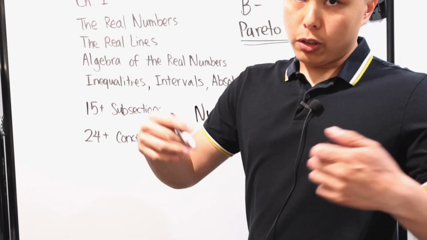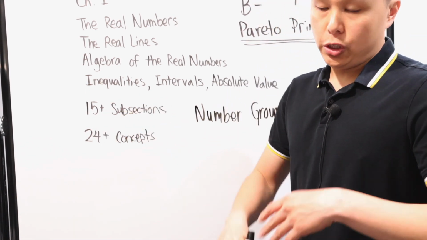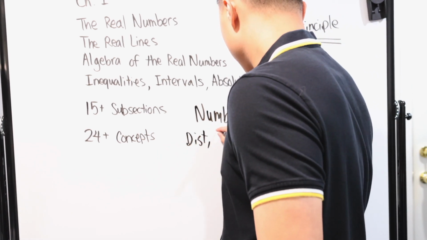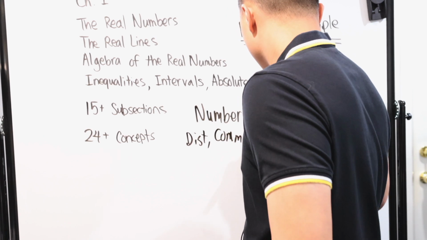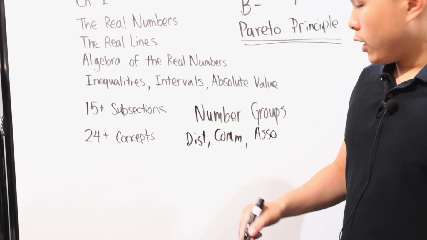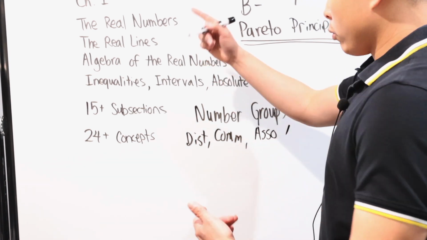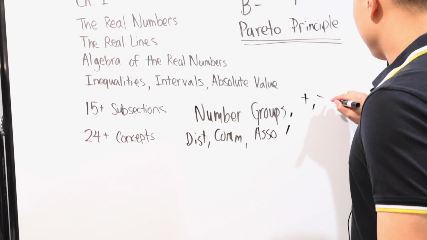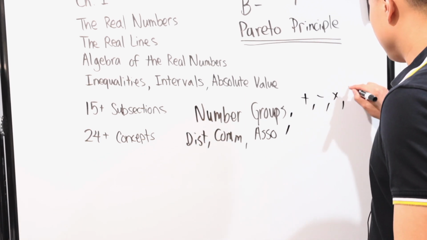You have to understand all the different basic properties: distributive, commutative, associative. I'm going to shorthand these. And of course different operations, right? Because you're working with real numbers, you're on a line, and then you're doing the plus, the minus, the multiply, the divide.